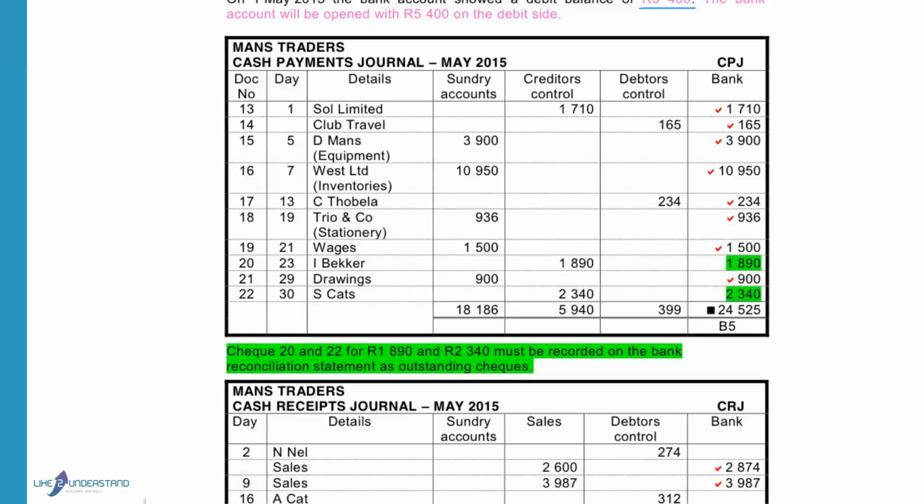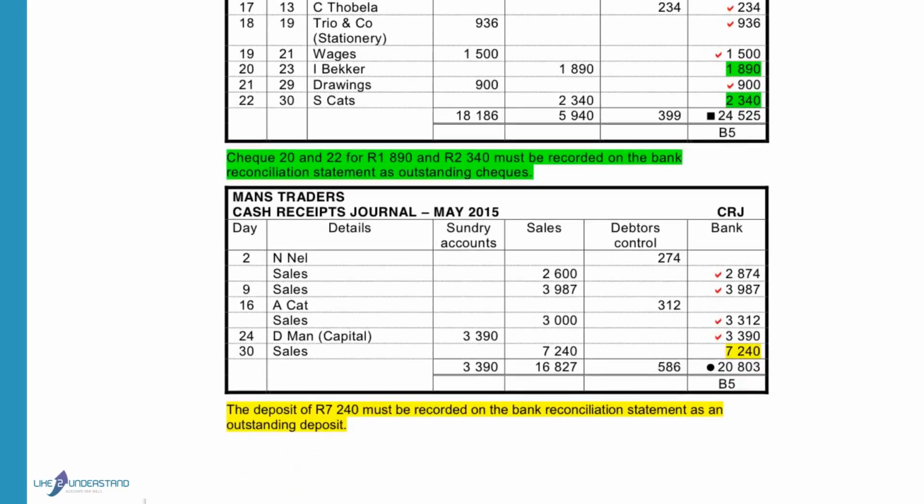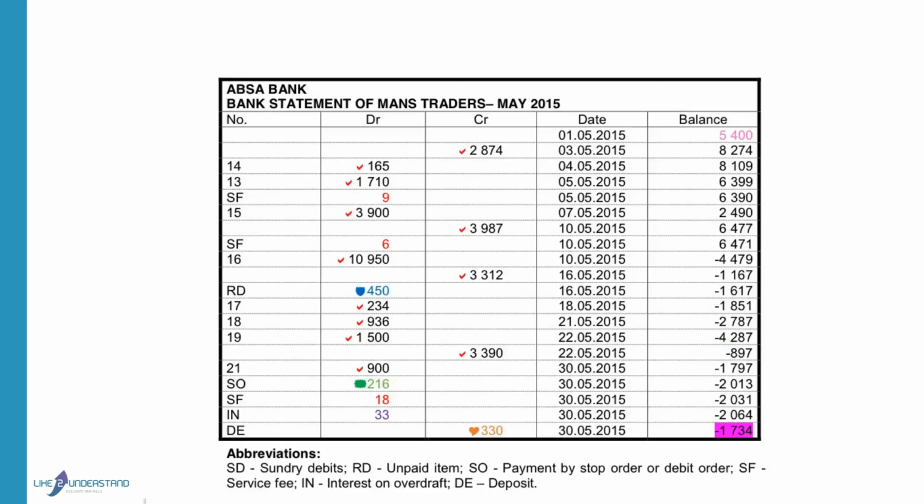We will also check the figures in the cash receipts journal. All the ones with a tick next to the figures in the cash receipts journal mean that these figures that we recorded in the bank column also appear in the bank statement. Remember, you only tick figures in the bank column in the cash receipts and cash payments journal and not in the other columns. The figures that show what happened in your bank account will be ticked with the bank statement.